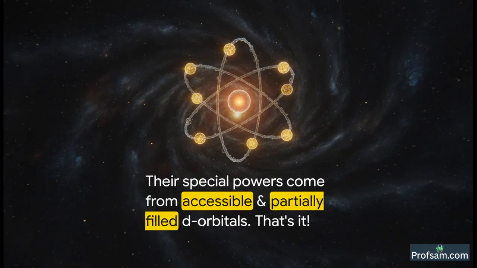So what is the big secret behind all their special properties? You might think it is something very, very complicated, but it's not. Actually, it all comes down to one single feature. The secret is, they have accessible and partially filled d orbitals. That is it! Just remember this phrase. This one single feature is the root cause of all their unique properties.